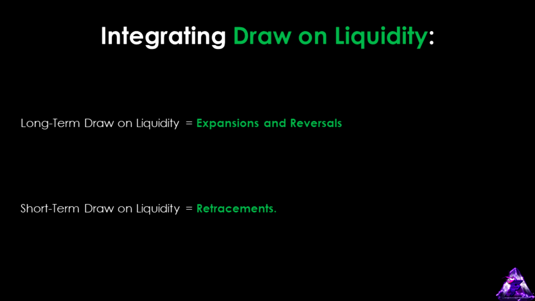Moving on to the next and final slide, here you can see that the long-term draw on liquidity is used for expansions and major reversals, whereas short-term draw on liquidity is used to anticipate retracements.